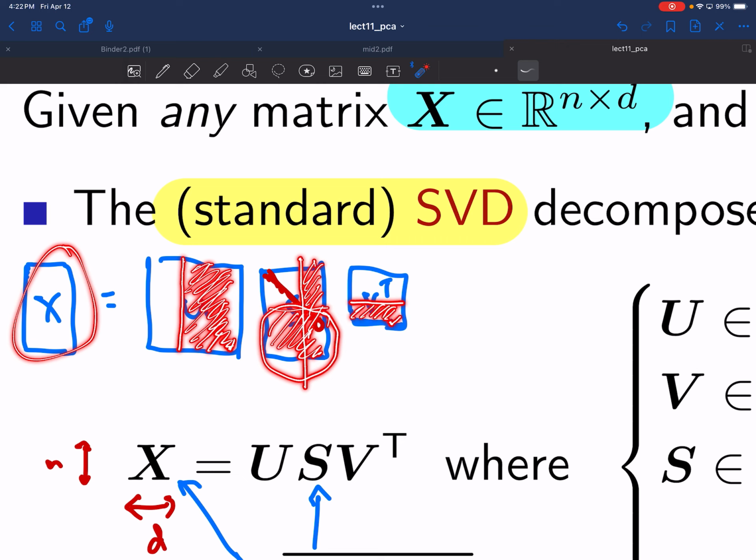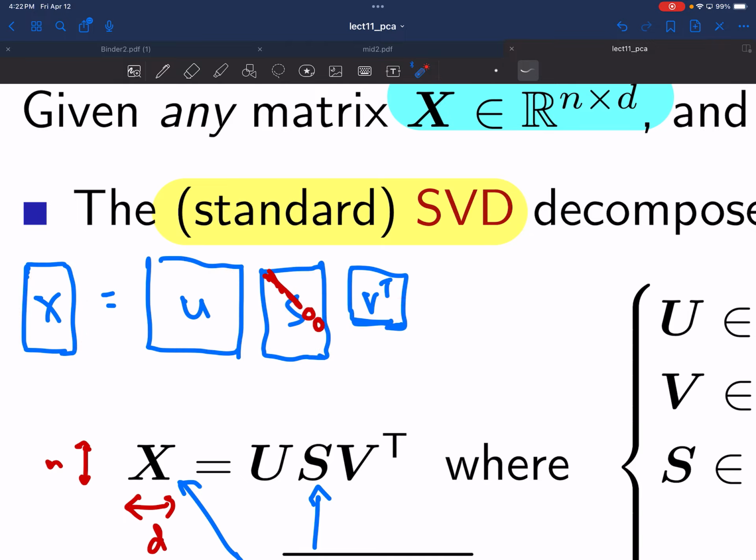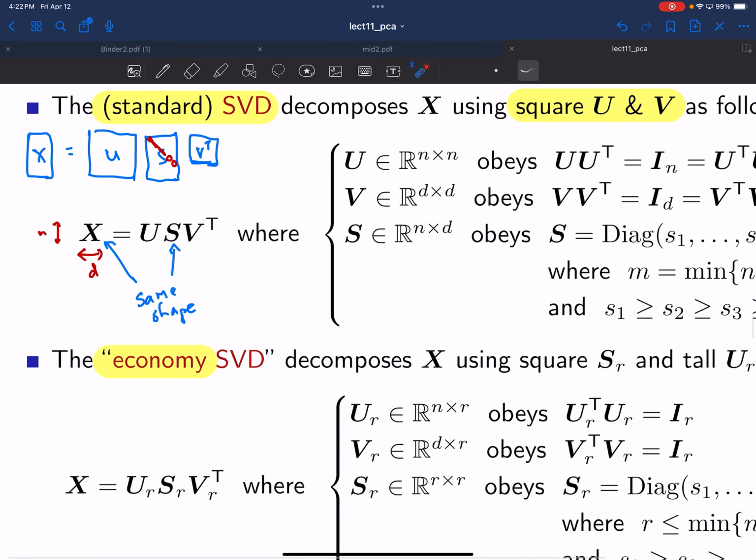If they're not used, you might say, well, why should we compute them? And that is exactly what the economy SVD does. It doesn't compute any of those values that are not directly used to construct X. Okay, so the economy SVD for the same matrix would look something like this.